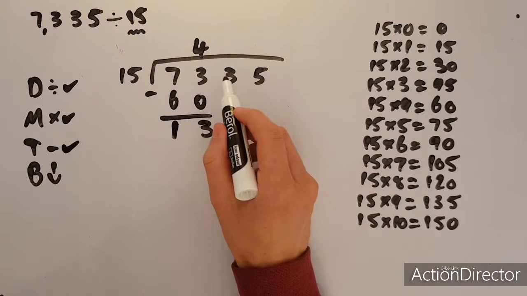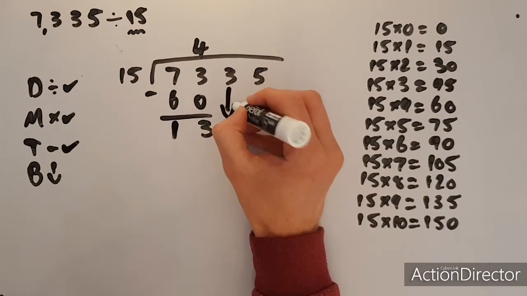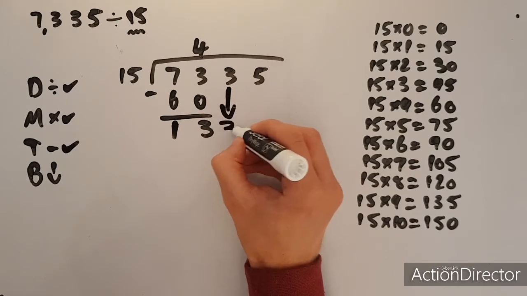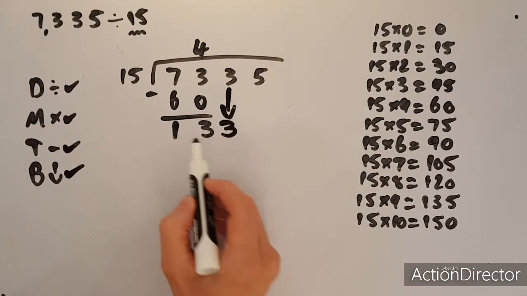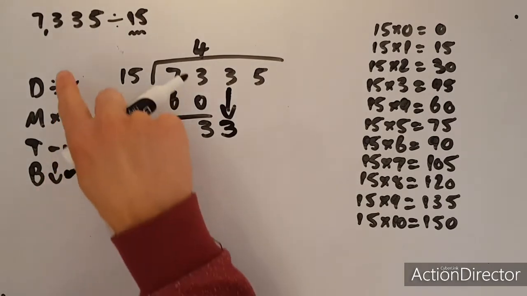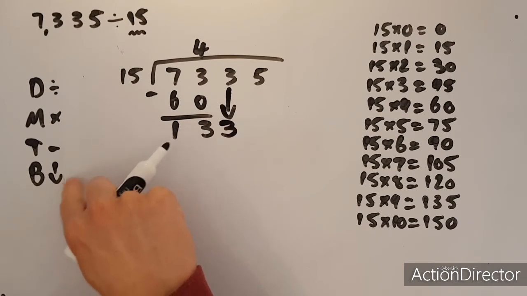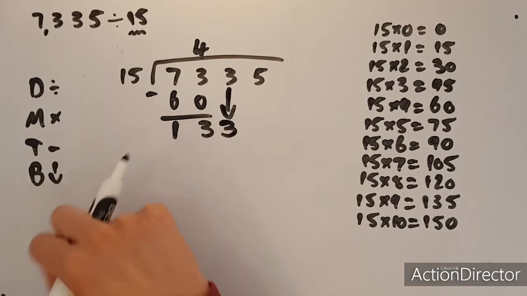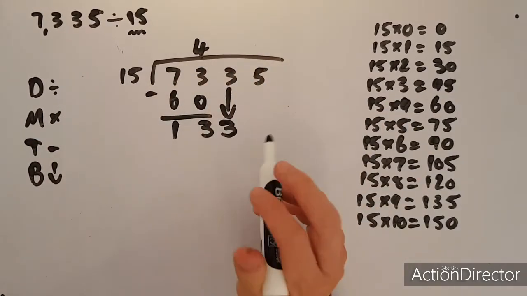So I need to bring down the next number. And that's just the number 3 here. So the 5 is just going to stay where it is for now. And I've done my bring down. So I've now made the number 133. I now need to repeat this process all over again. And you know what, the same with division, actually with a lot of other operations, you just repeat the same process again and again, regardless of how big the number is.